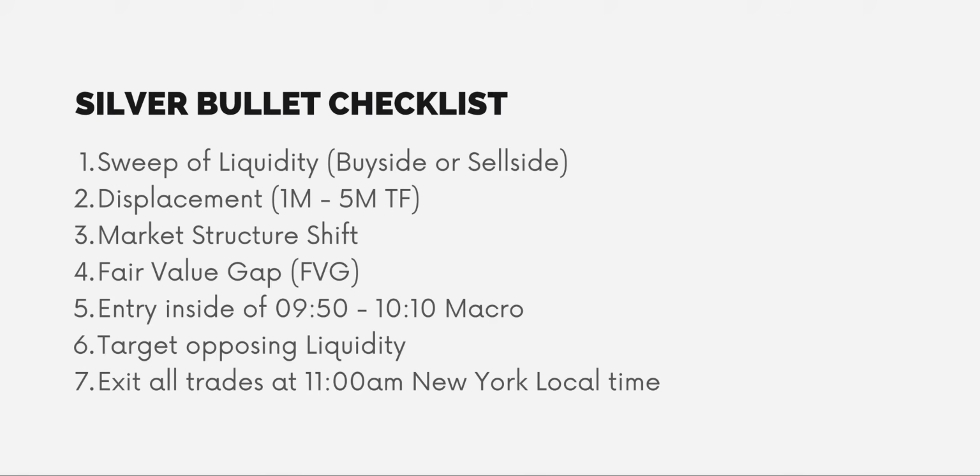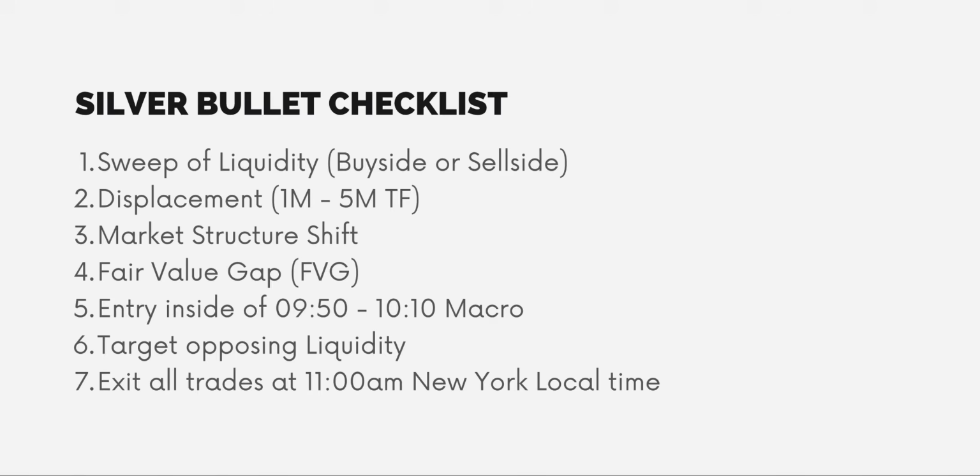If you're looking for shorts, you want to see a break below a swing low. If you're looking for longs, you want to see a break above a swing high. This is a valid market structure shift. Now, following this, you will usually get a fair value gap, an FVG, which is an imbalance in price, and this is going to be where you will take your entry.